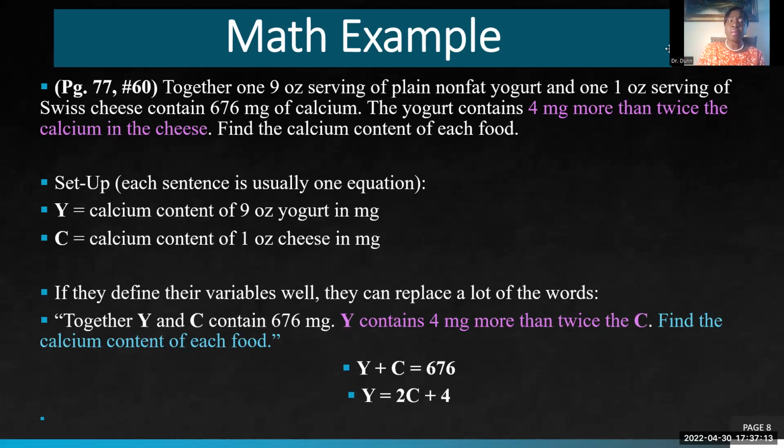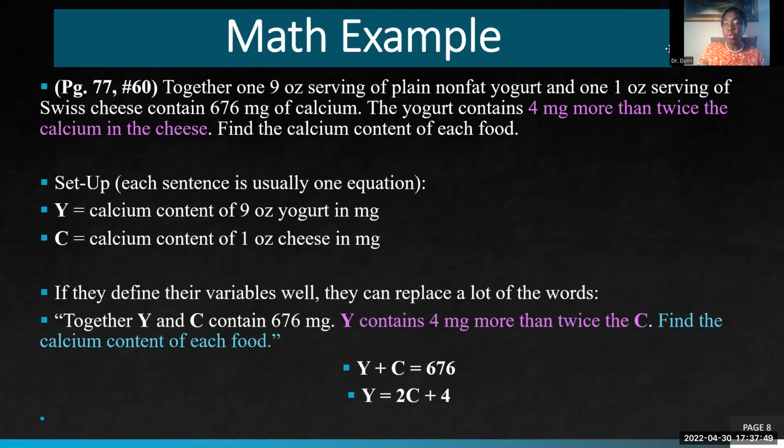So I would help them to set up the problem, where they're finding the calcium content for each food. So first, we're saying Y equals calcium content in the yogurt, and then C would be the calcium content in the cheese. And if they define their variables well, they can replace a lot of the words. Together, Y and C both contain 676 milligrams, and Y contains 4 more than twice C. We're not necessarily solving for the answer. We want them to find how to set up the problem. Once they set up the problem, then they can solve.